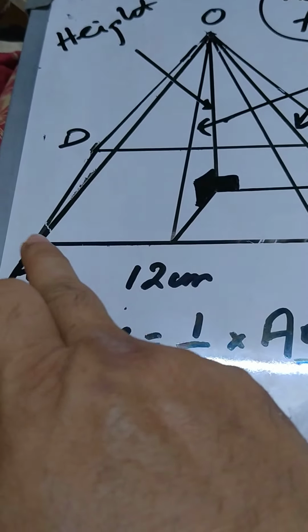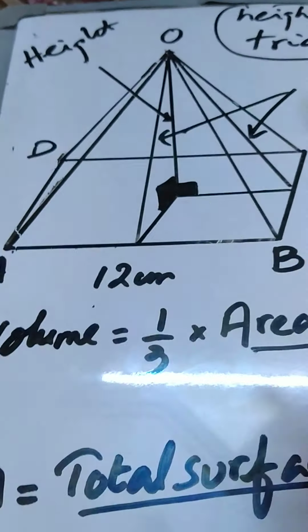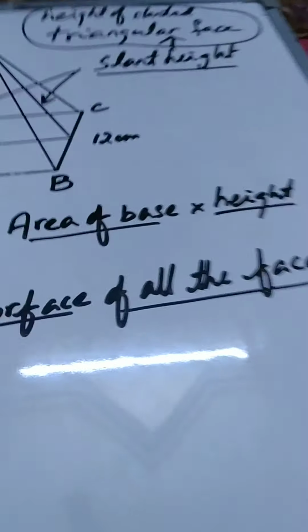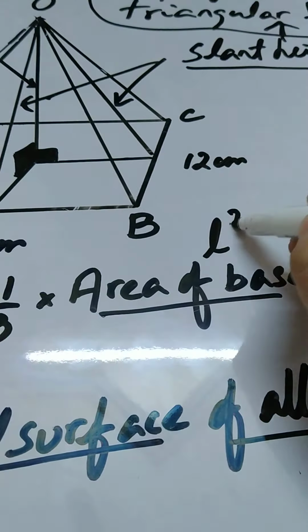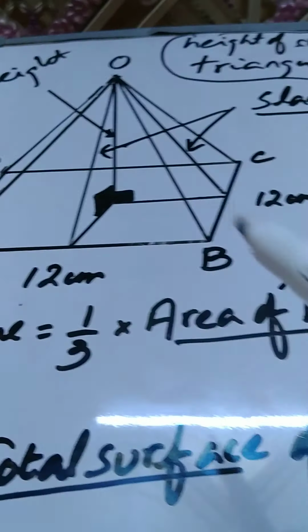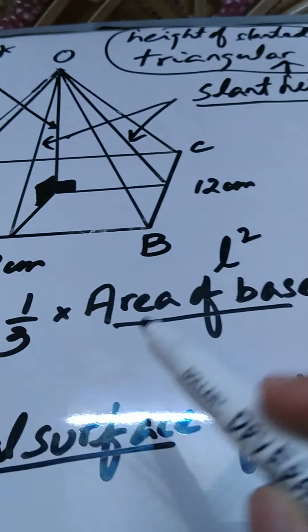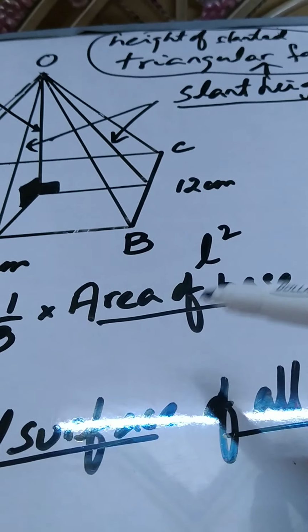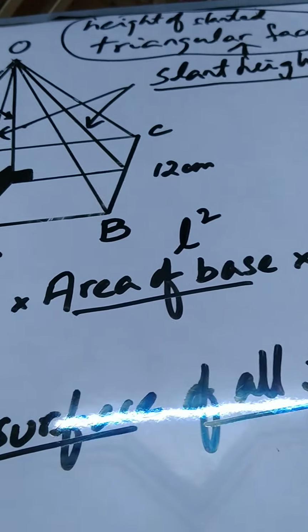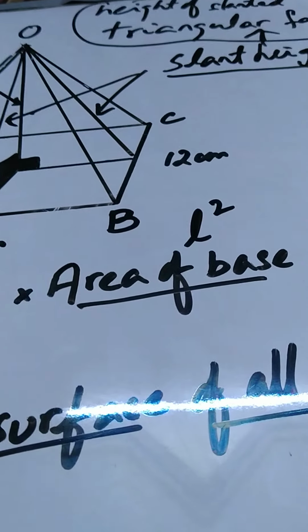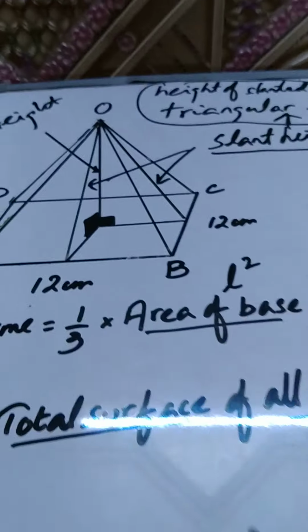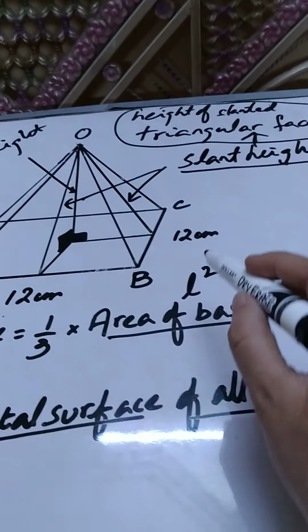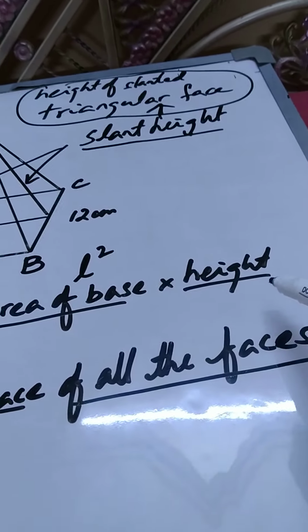So this is the polygonal base, the square base. This pyramid has a square base. So the formula will be 1/3 multiplied by L square, because of the area of base. What is the base? Square base. So we will substitute L square because the area of a square is L square. Whenever we calculate the surface of a square, the formula is dimension multiplied by dimension, length multiplied by length, which is L square. So 1/3 multiplied by polygonal base, which is square base, multiplied by height of pyramid.